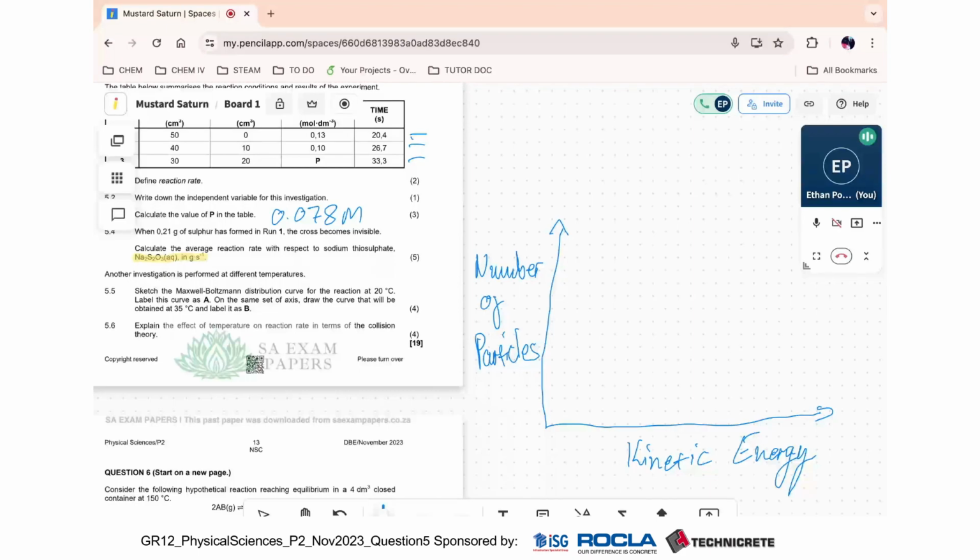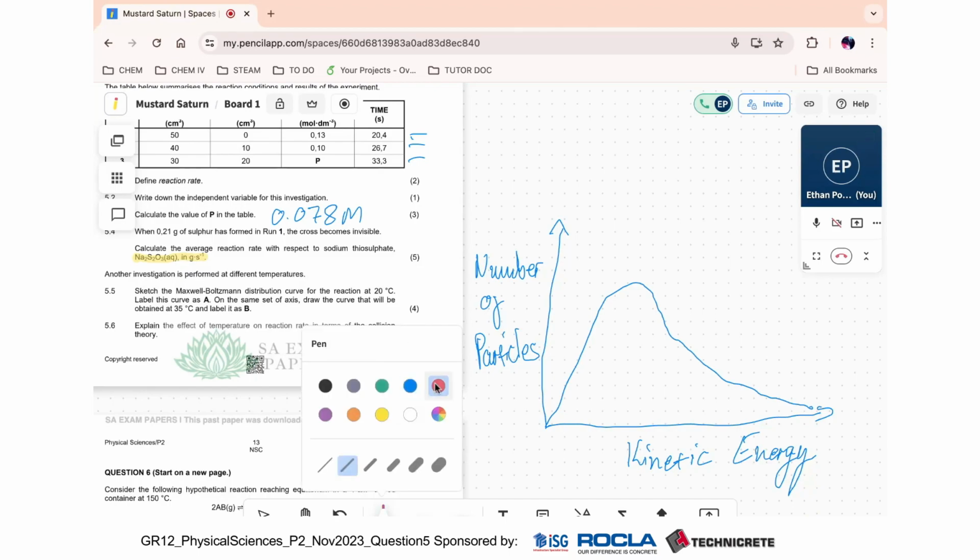So any distribution, yeah, the main point here is not how you actually draw it. We know that at all the different temperatures, it'll look something like this. But what's important is to show the comparison between the two temperatures. So what you've got to remember is that at a higher temperature, there will be more kinetic energy.